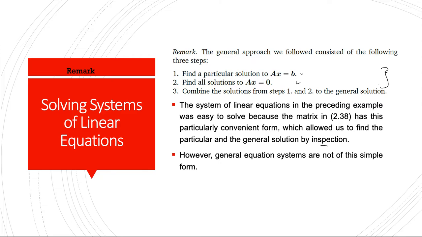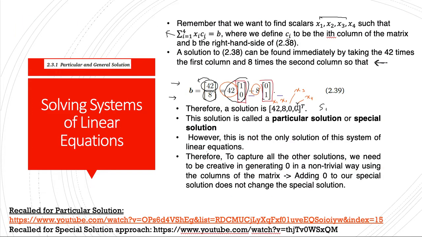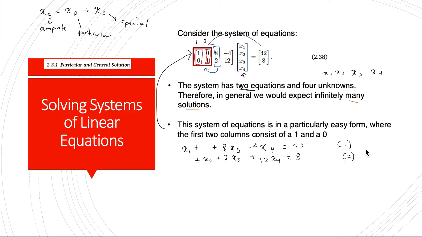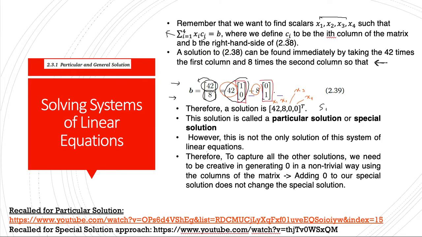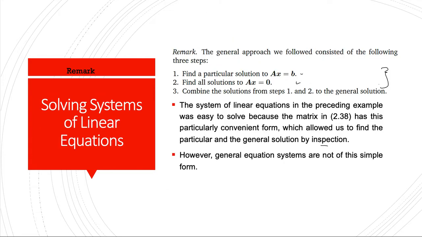So now moving on, we have looked into how to solve linear equations. From this form of equation, we can get a general or complete solution, and that general solution is a combination of a particular solution and special solutions. And we have known how to get that by using these three steps.